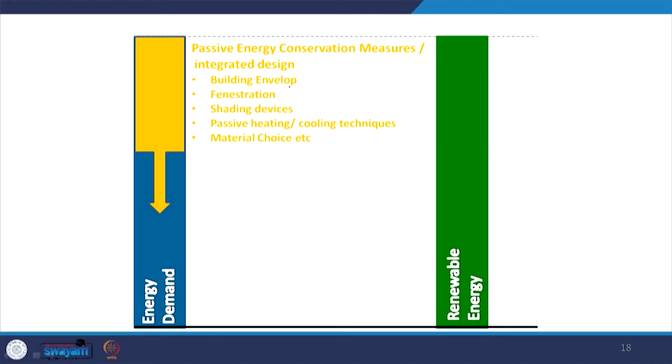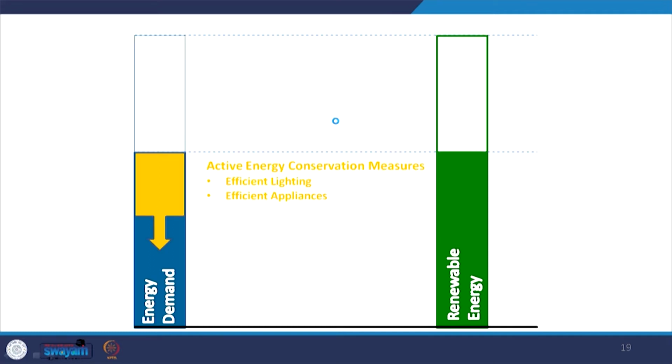First of all, using the passive energy conservation measures, which are integrated in the design. So, we talk about the building envelope, fenestration, shading devices, the passive heating and cooling techniques, material choice, etc. So, all of this we have seen in our discussions so far. So, we reduce the amount of energy which is consumed, we reduce the energy demand.